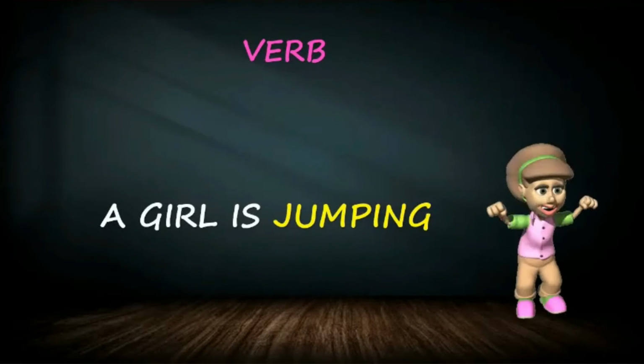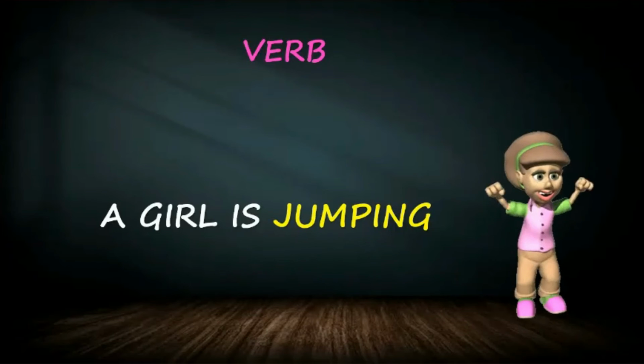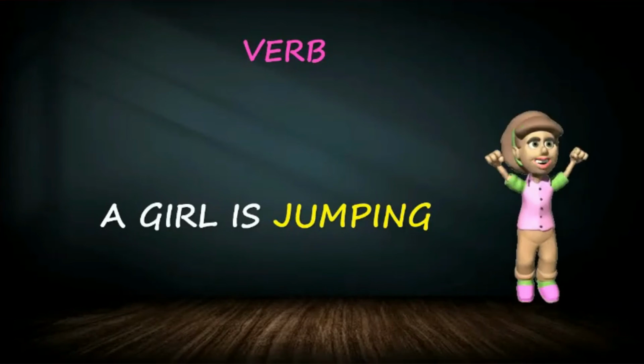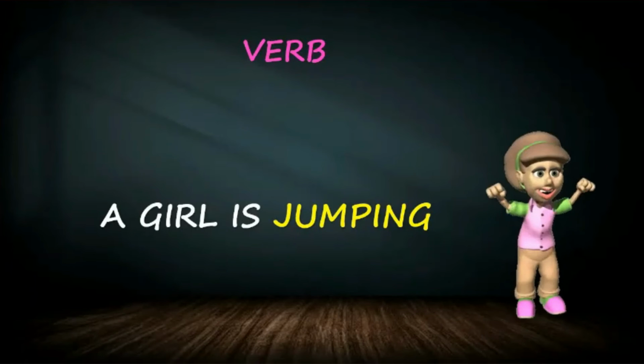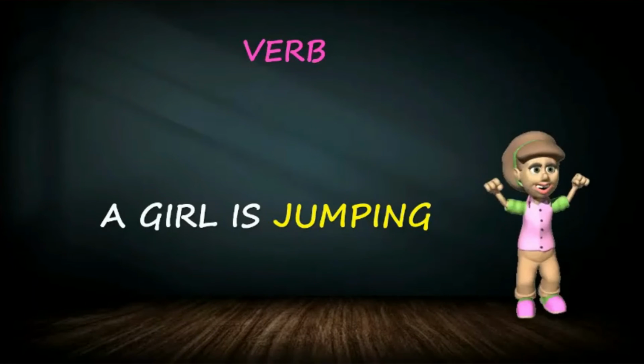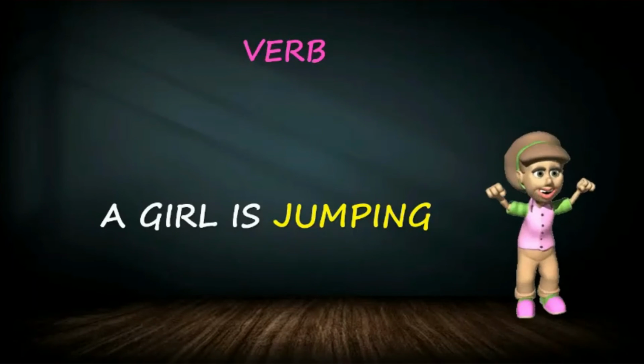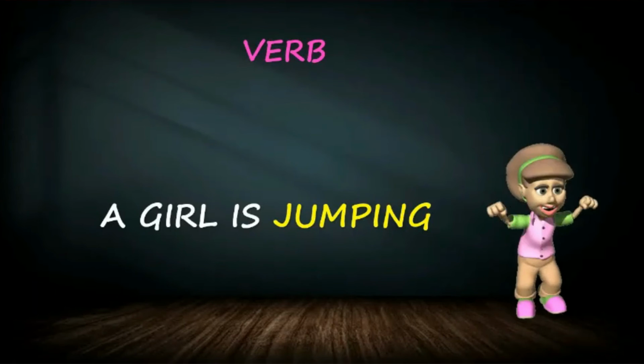A girl is jumping. Find the noun. Yes, the noun here is the girl. And what is she doing? Here she is jumping. What is the spelling for jumping? J-U-M-P-I-N-G, jumping. A girl is jumping.